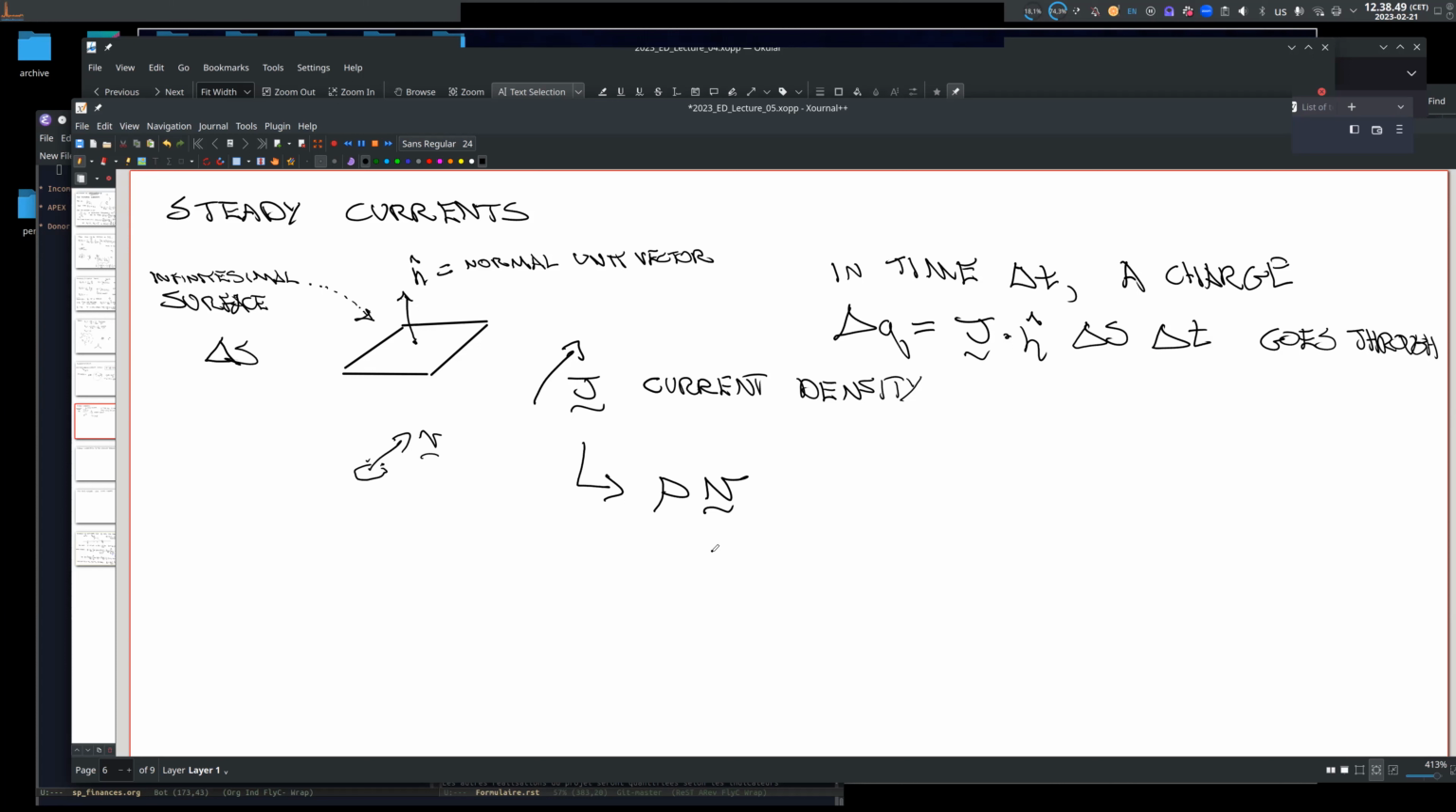Okay, so that's the case for a volume thing. If I had a line charge or a surface charge, I would have equivalent line charge density times the velocity, or surface charge density times the velocity. It would be the same kind of thing.